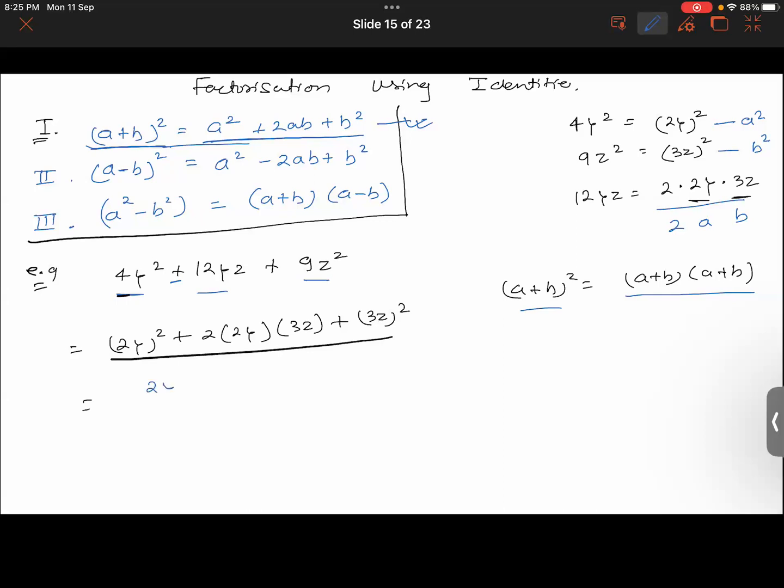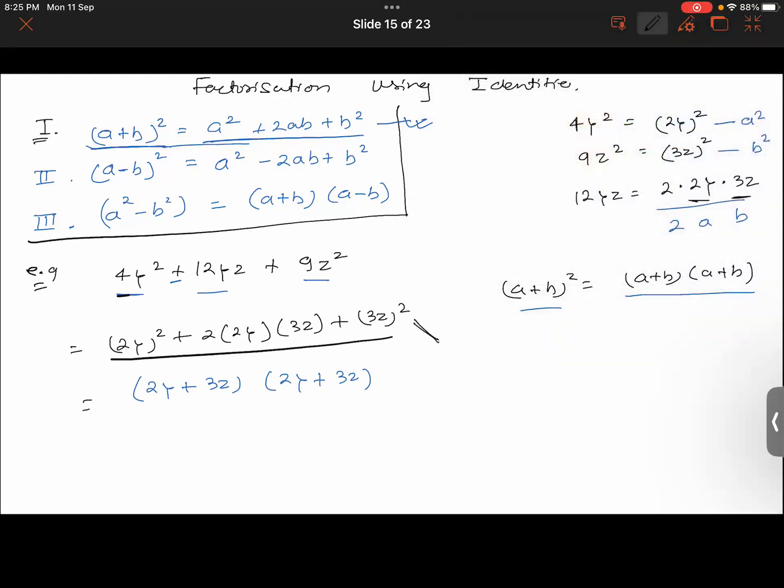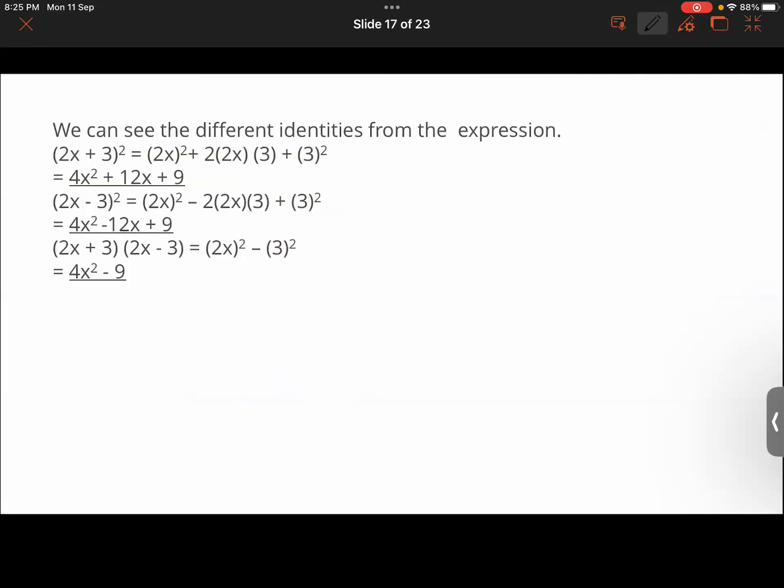So I can write it like this: 2y plus 3z multiplied by 2y plus 3z. Isn't it? Can we not write it like that? We can, obviously. Why? Because this is 2y plus 3z whole square. It is the expanded form of this expression, that is 2y plus 3z whole square. Okay, that is clear now. Let's solve a few questions if you have some questions in your exercise.